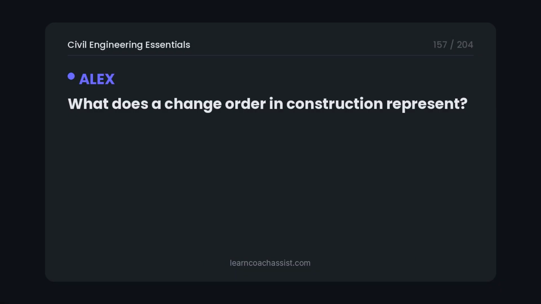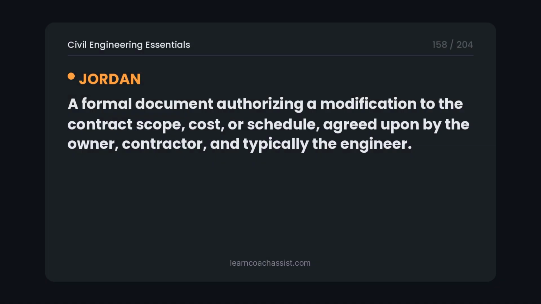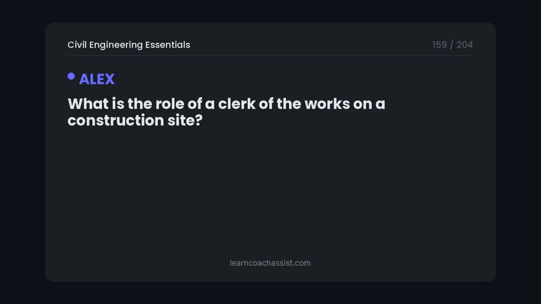What does a change order in construction represent? A formal document authorizing a modification to the contract scope, cost, or schedule agreed upon by the owner, contractor, and typically the engineer. What is the role of a clerk of the works on a construction site?